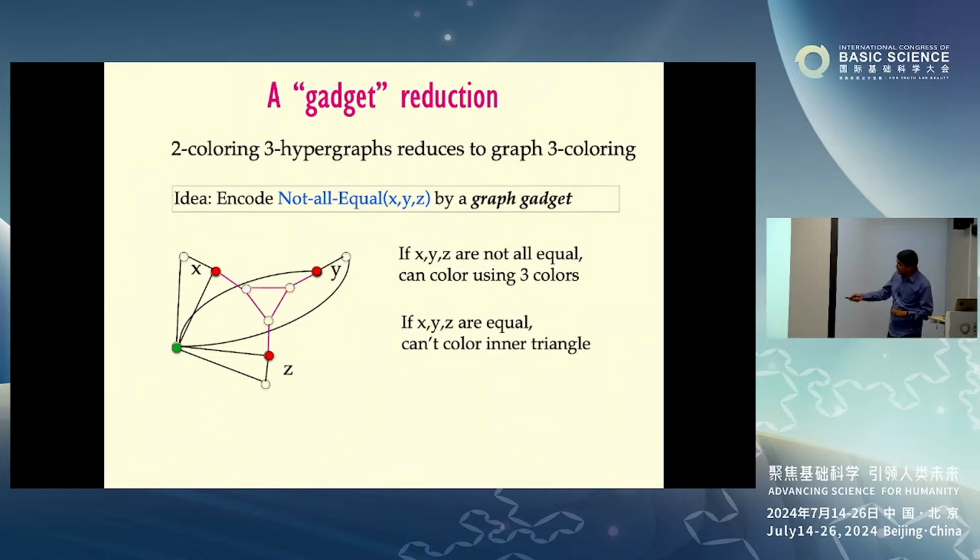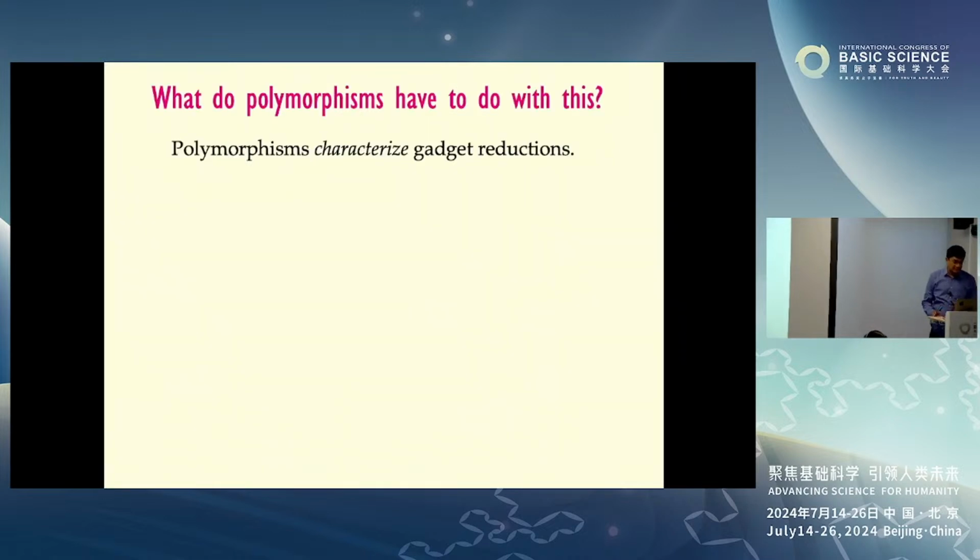Okay, so therefore this graph is 3 colorable if and only if these 3 things got distinct values. So you are expressing one constraint in terms of the other, and this is often how you do gadget reductions. Now what does this have to do with my story with polymorphisms, etc.? Turns out polymorphisms precisely characterize gadget reductions. Okay, so polymorphisms are the science behind when these reductions exist.